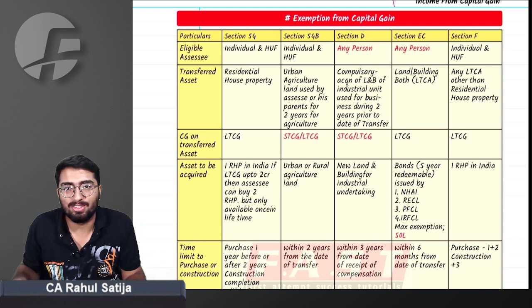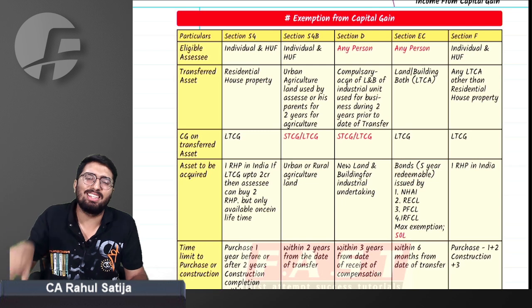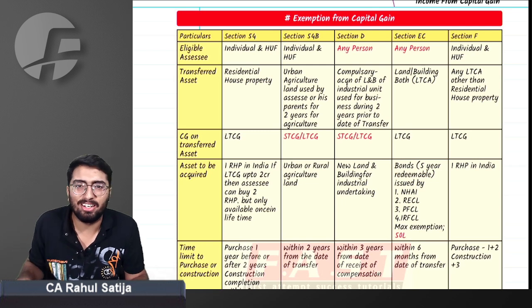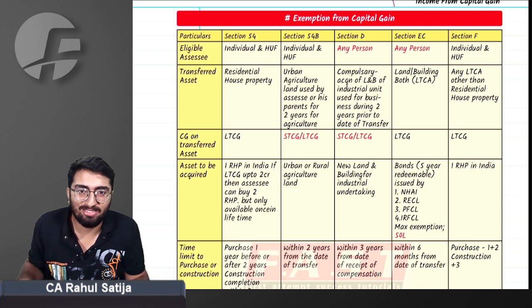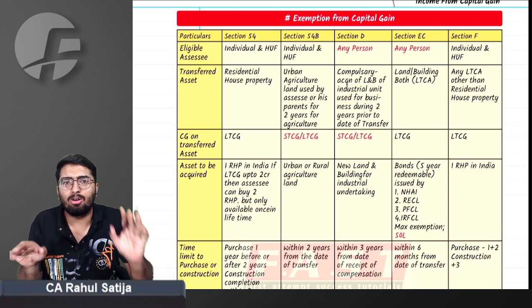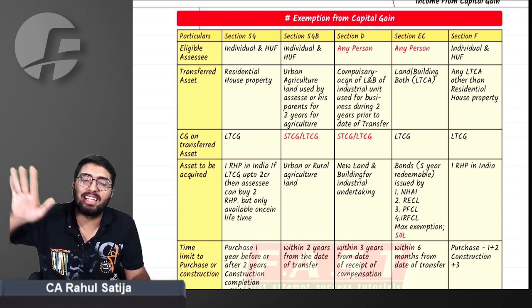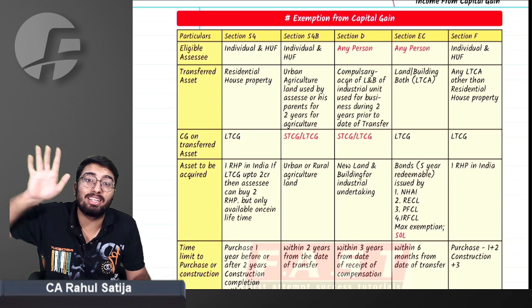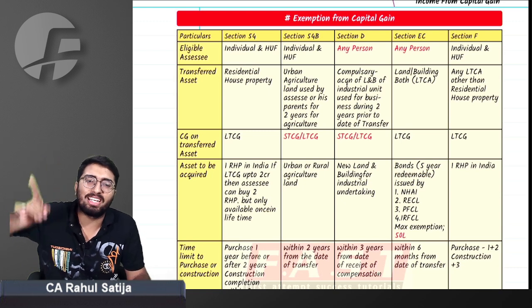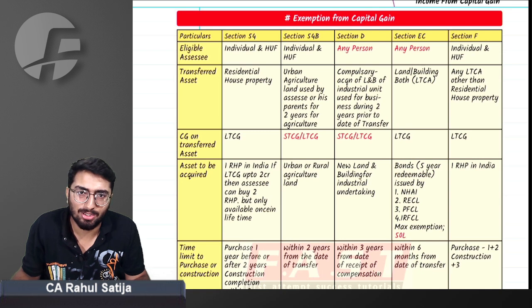The bond is of 5 years. During this 5-year tenure, you cannot sell these bonds, nor can you convert them into money. Sir, what is meant by convert into money? Convert into money means you cannot mortgage such bonds and take a loan against them. Ultimately, you cannot encash the bonds in any form. If you encash them, whatever amount you encash will become taxable in your hands. Did you get this point or not?